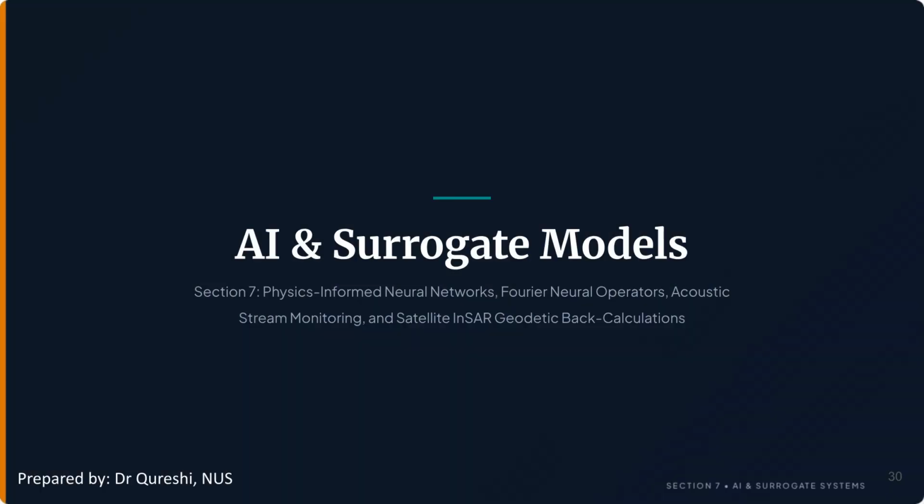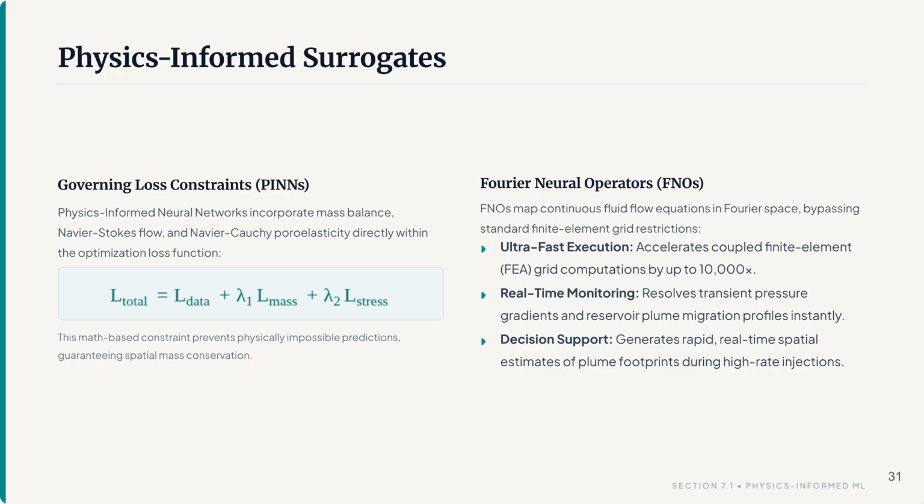Finally, we explore the use of AI and surrogate models, including physics-informed neural networks and satellite-based InSAR data for geodetic monitoring and subsurface back calculations. Physics-informed neural networks incorporate governing physical laws directly into their loss functions, ensuring predictions are spatially mass-conservative. Meanwhile, Fourier neural operators bypass standard grid restrictions, enabling ultra-fast execution and real-time monitoring of pressure gradients and CO2 plume migration.